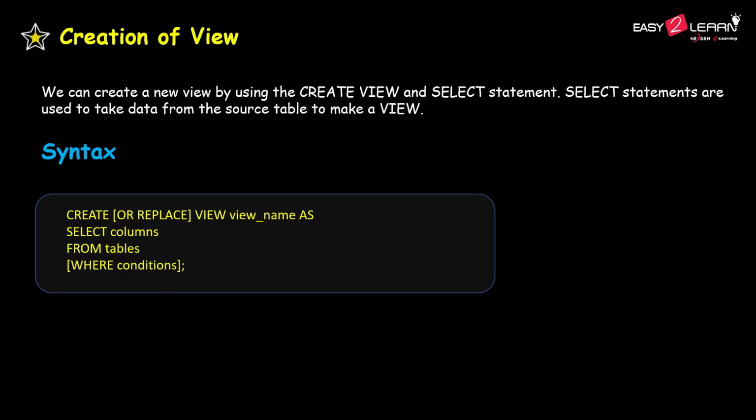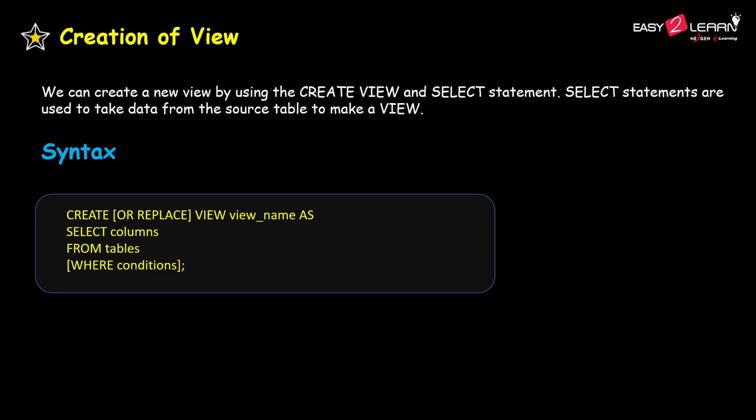First, let us understand the basic syntax of creating a view in SQL. CREATE OR REPLACE VIEW, followed by the view name, AS SELECT columns, maybe column1, column2, and so on, column n, FROM table_name WHERE condition. Here is what each part means.